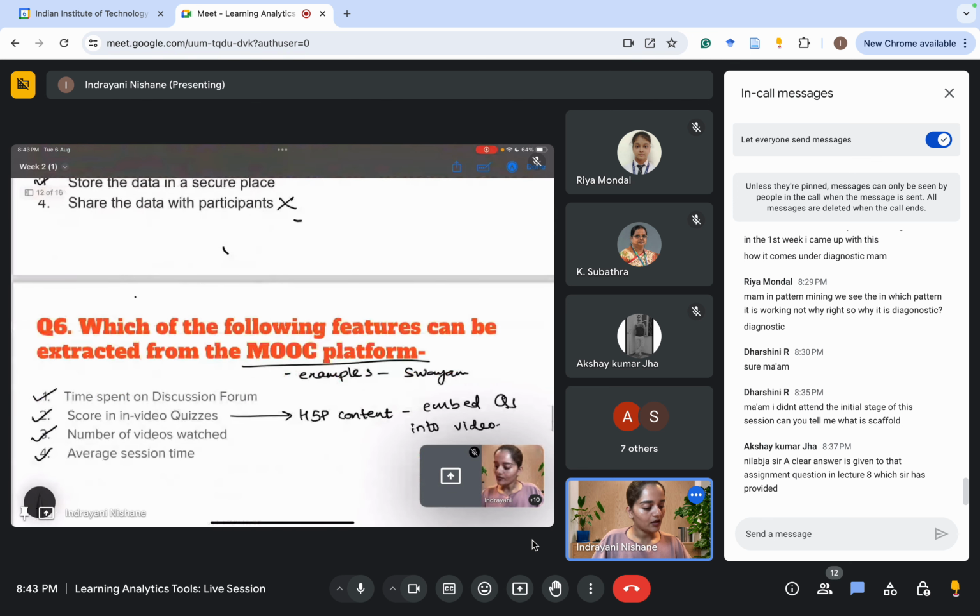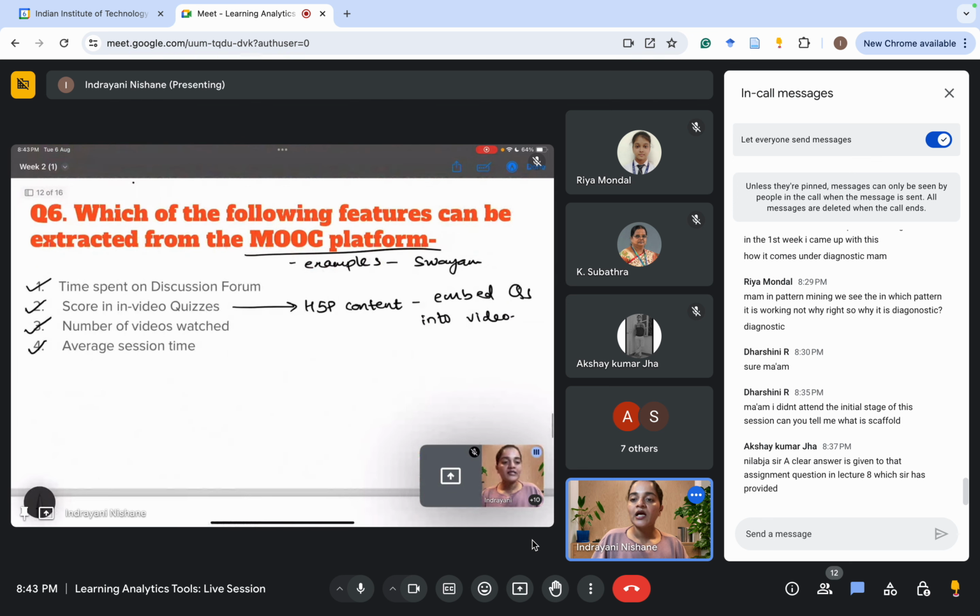Okay. Question 6. Which of the following features can be extracted from a MOOC platform? One MOOC platform is Swayam, so we can think about Swayam and try to answer which is correct and which is incorrect. This gives us time spent on the discussion forum. Yes, we can derive such features from MOOC data.